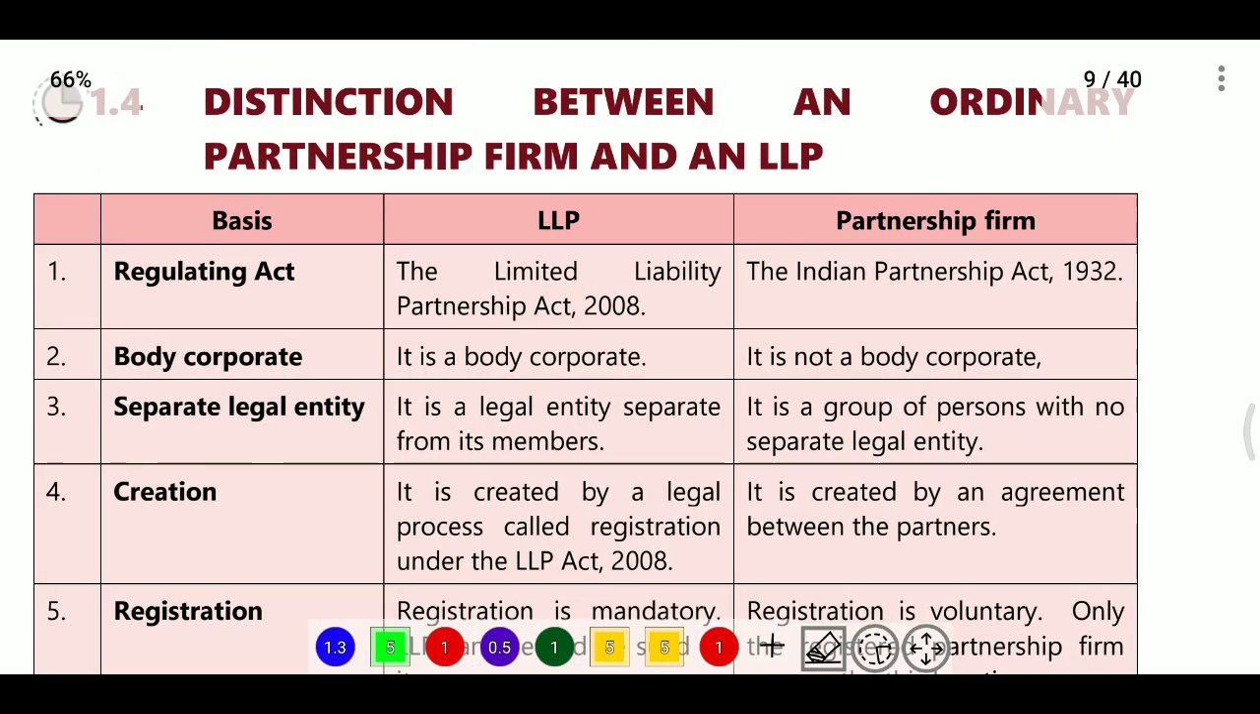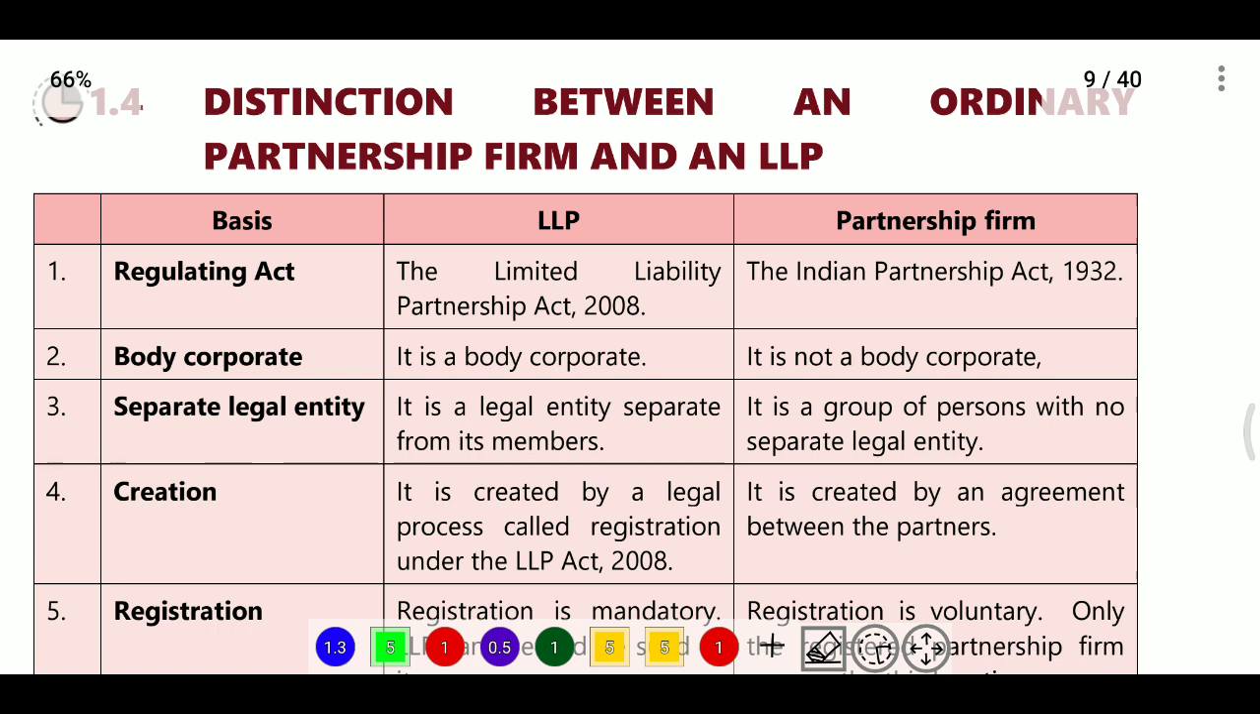Next, the distinction between the ordinary partnership firm and the LLP Act. An ordinary partnership firm, meaning a normal partnership firm, has partners with unlimited liability. The firm has no separate legal identity and there is no perpetual succession. But an LLP has limited liability, separate legal identity, and enjoys perpetual succession.